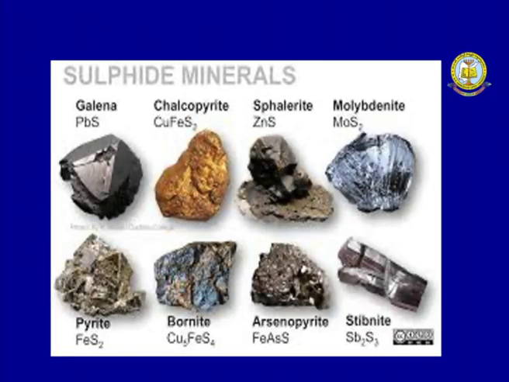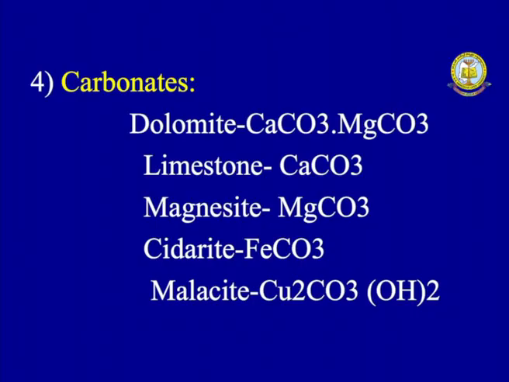And these are the example images for sulfate and sulfite minerals. And now go to the next one, carbonate. It is available in the earth crust. The famous one is dolomite. Here two metals are available: one is calcium and the second one is magnesium. The formula is calcium carbonate and magnesium carbonate. And the next famous one is limestone.